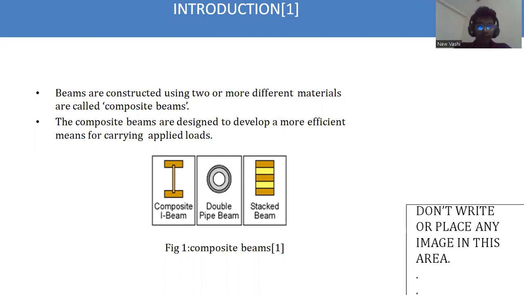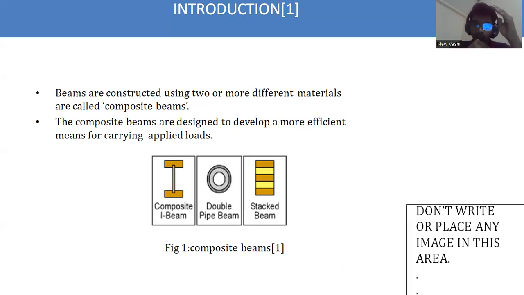So the beams are made out of composites. Composite beams are designed to develop the most efficient means for carrying applied loads. There are some types of beams, like the composite I-beam section, double pipe beam section, and stacked beam section. In the I section, there will be two types of materials. The upper part and the lower part will be the same material, and the part in the middle will be a different material.